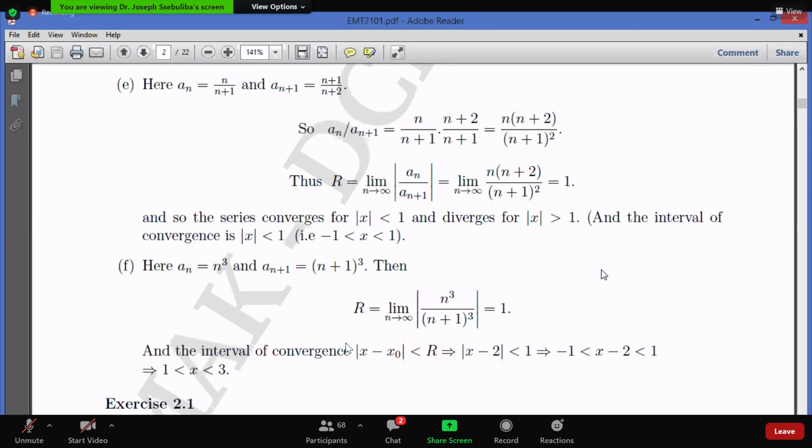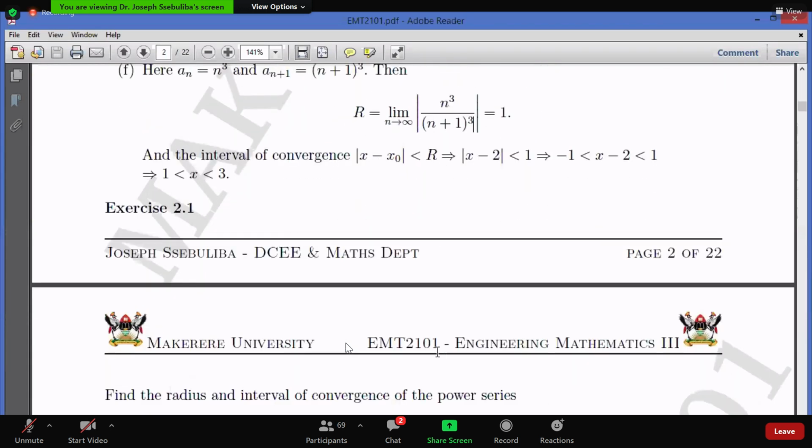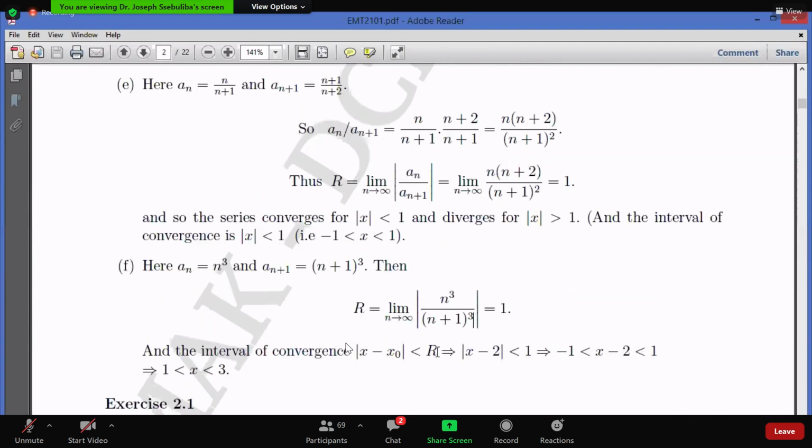So we have n to the 3, and then we have n plus 1 to the 3. So if you have that, this thing you are going to expand it. I don't know whether you are here. Are you here, Mr. Matovu? Okay, I wish you could direct me more.